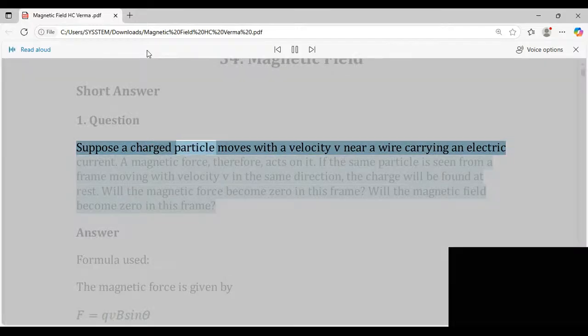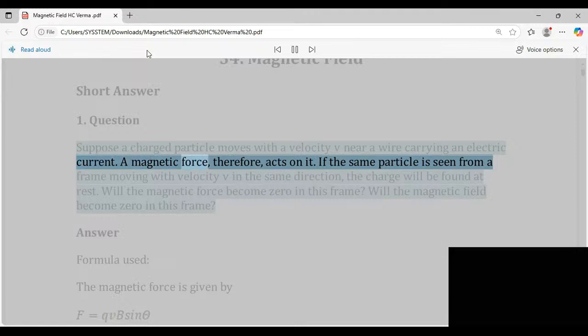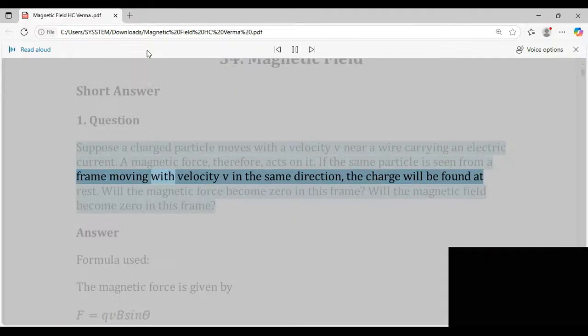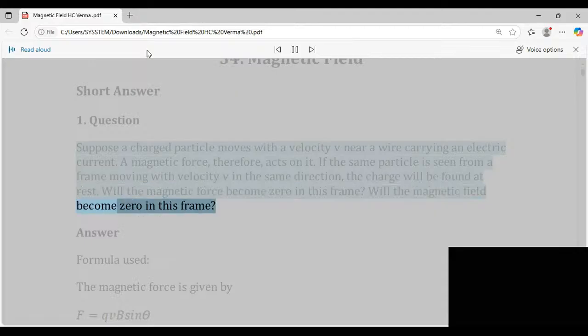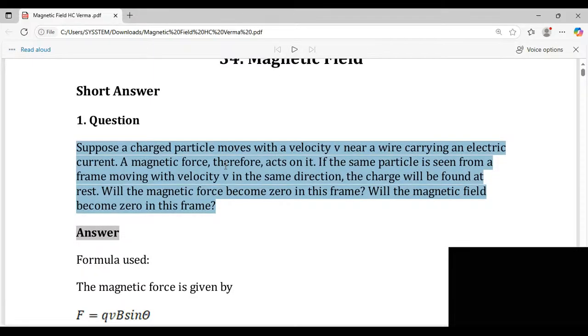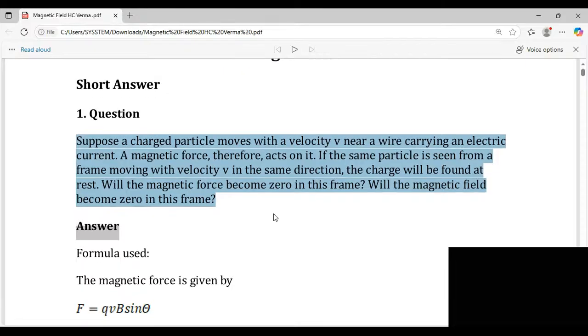A charged particle moves with a velocity v near a wire carrying an electric current. A magnetic force, therefore, acts on it. If the same particle is seen from a frame moving with velocity v in the same direction, the charge will be found at rest. Will the magnetic force become zero in this frame? So this is the question. Let's see the answer.